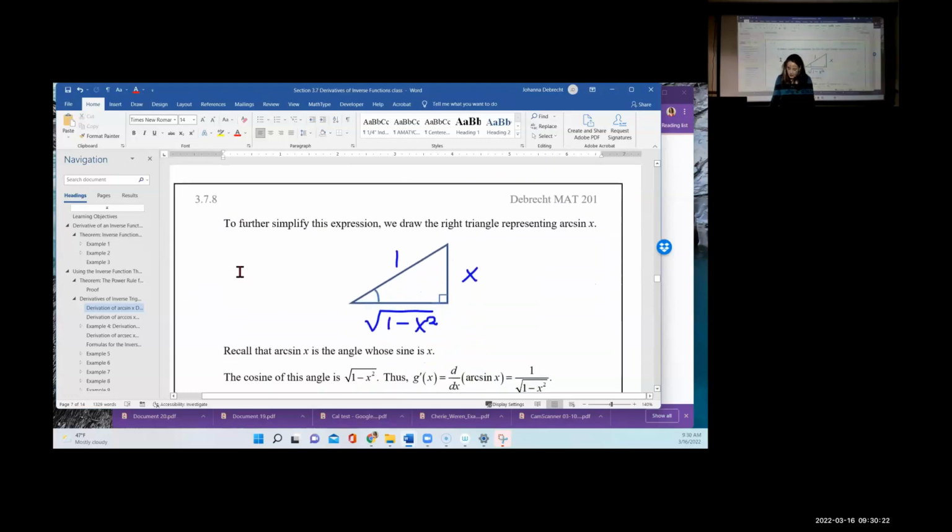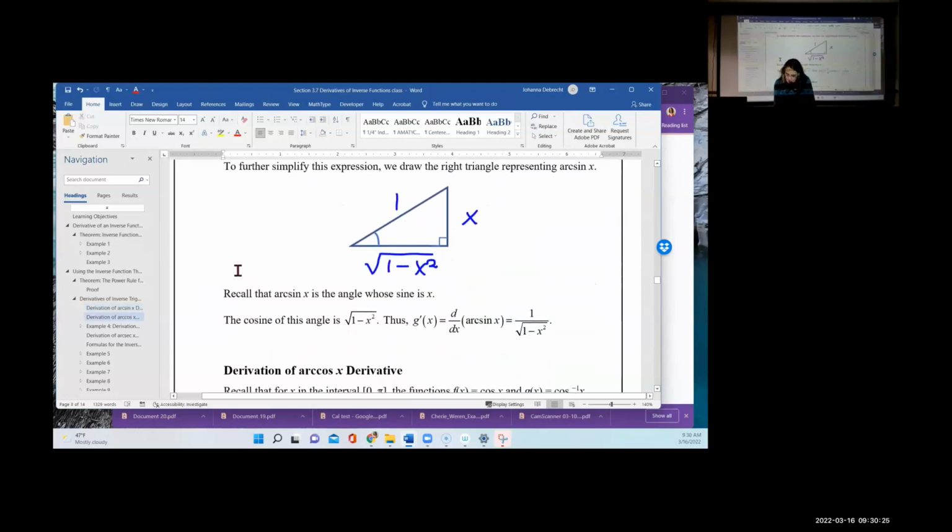So I have 1 over cosine of arcsine of x. So this is what I'm trying to find. 1 over cosine of the arcsine of x. Now remember, arcsine of x represents an angle. So this is really 1 over the cosine of some angle theta. Arcsine is the angle itself. That's what arcsine represents. So this is 1 over the cosine of some angle. What angle? That angle right there in the lower left-hand corner.